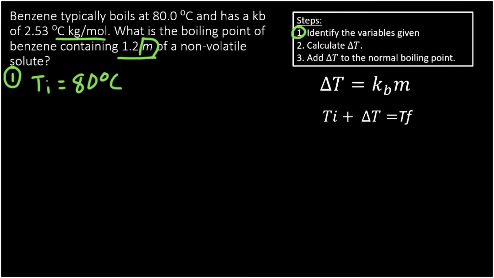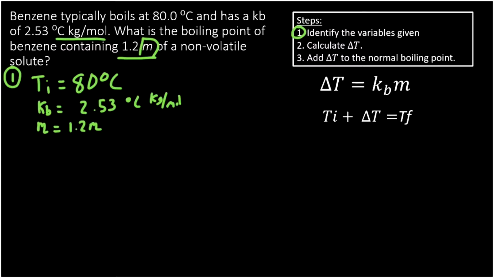And it gives us the Kb, which is the boiling point elevation constant. And we're told that that's 2.53 degrees Celsius kilograms per mole. Lastly, we're told the concentration of our solution in molality, which is 1.2 mole.